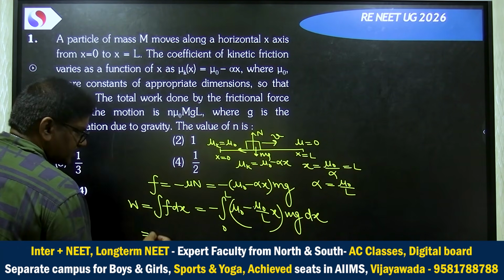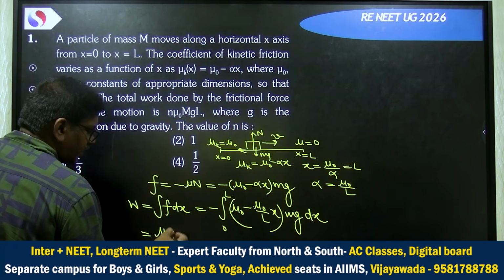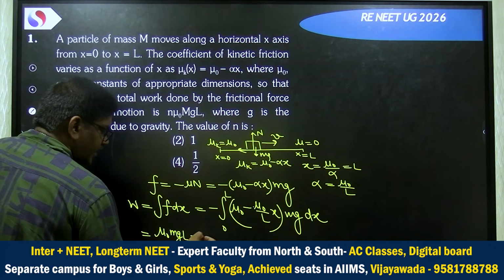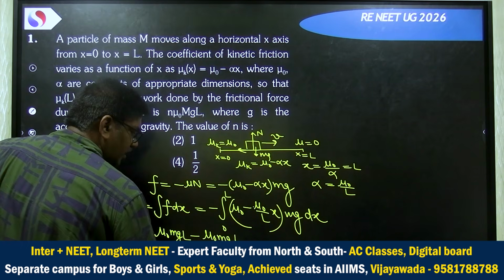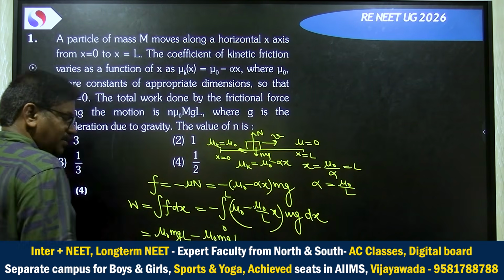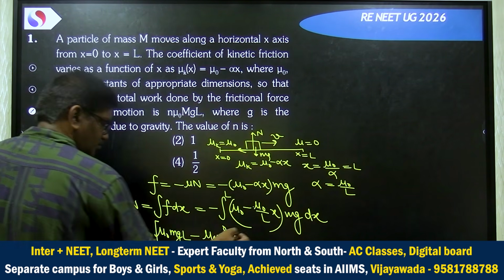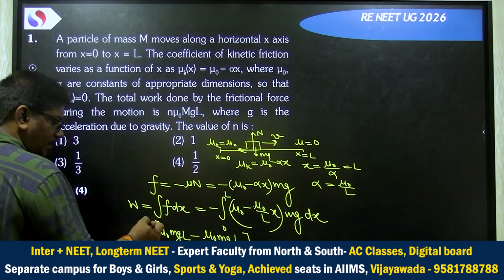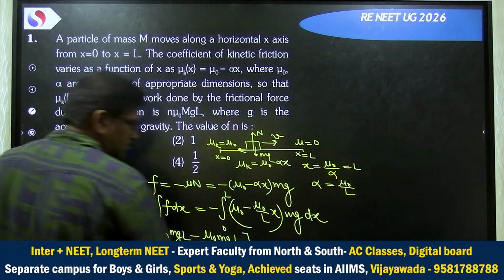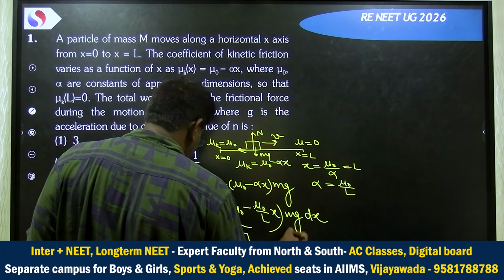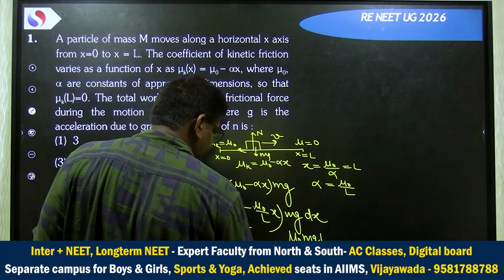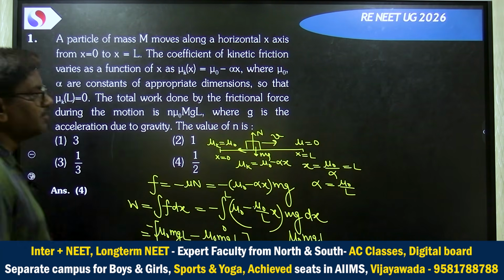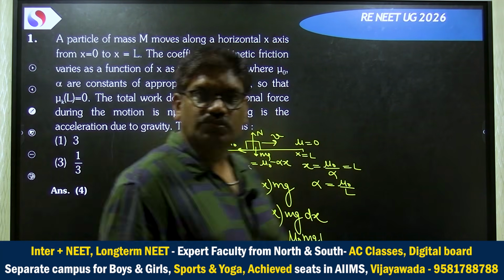While we calculate this, first term will be mu naught mg into L. Second term will be mu naught mg into L by 2, as it is x square by 2, while putting the limit, L by 2. So overall, and obviously minus sign is there, overall you are getting minus of mu naught mg into L by 2.